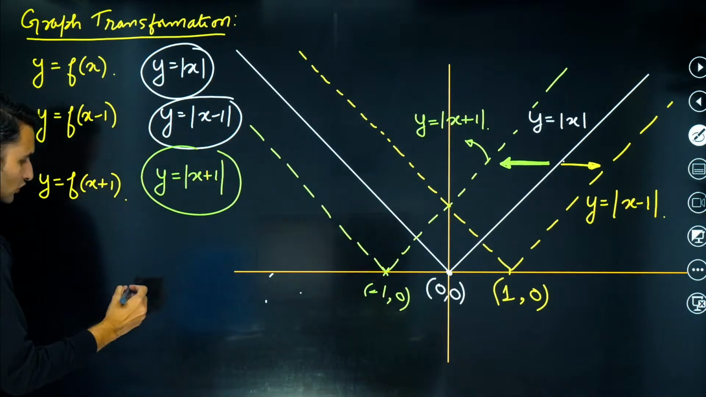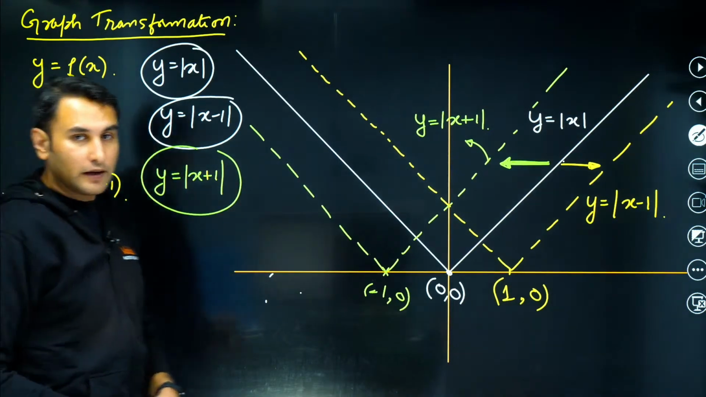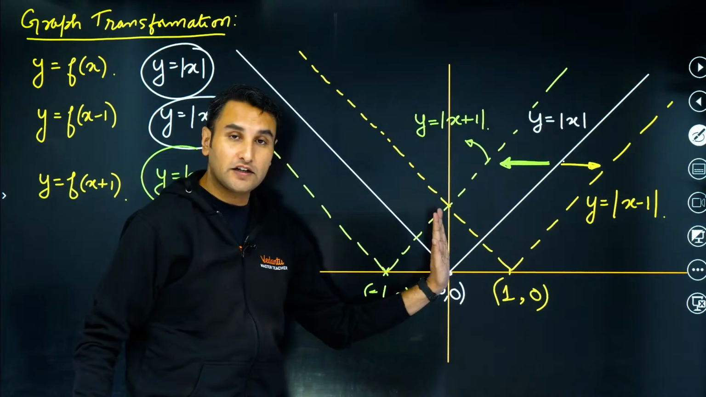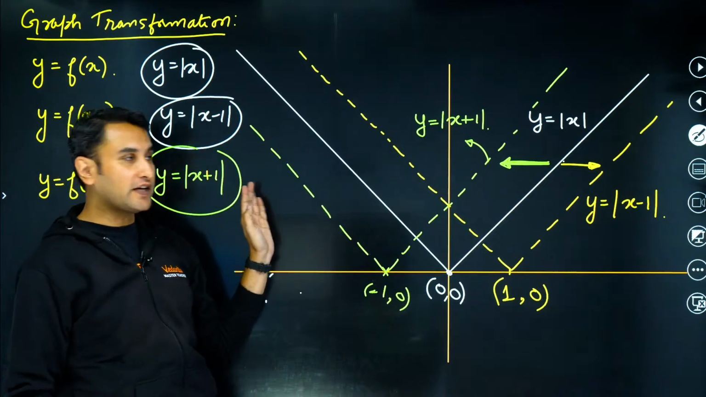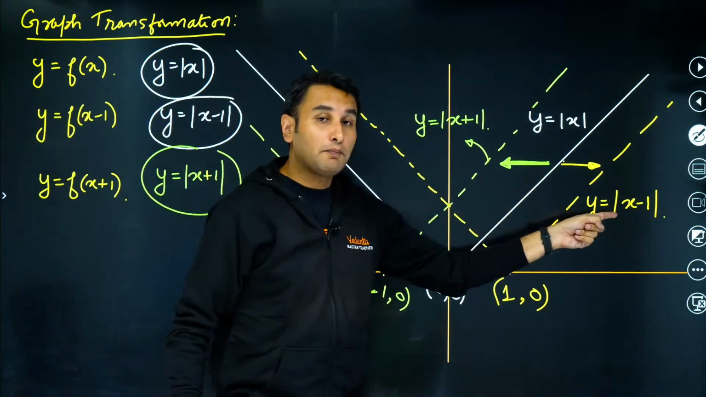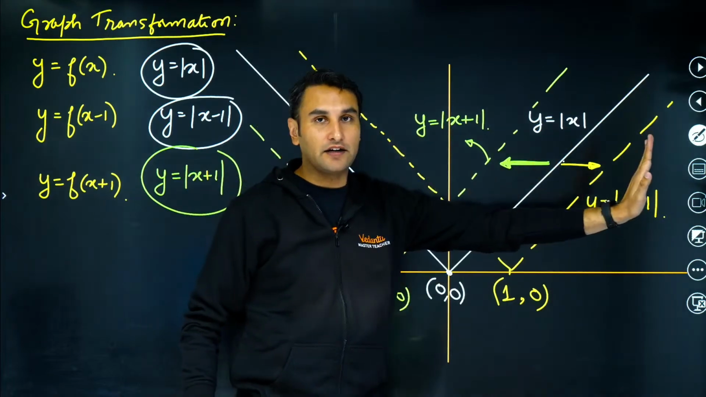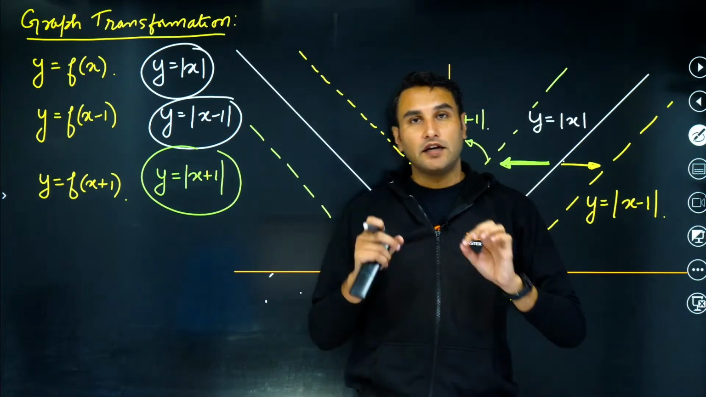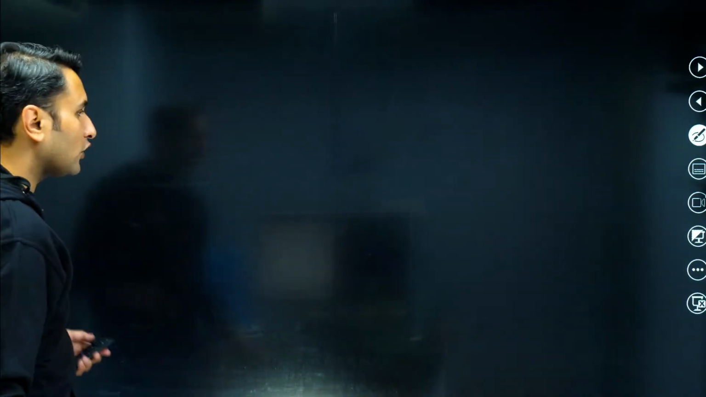In general, let me summarize it. If you do mod of x minus 2, bachcho, where will it shift? To the right hand side. If you do x plus 2, 2 to the left hand side, x plus 3, 3 to the left hand side, x minus 3, 3 to the right hand side. Minus means right hand side, plus means left hand side. Got it? Clear? And this is true for all graphs. This is not just the modulus graph.